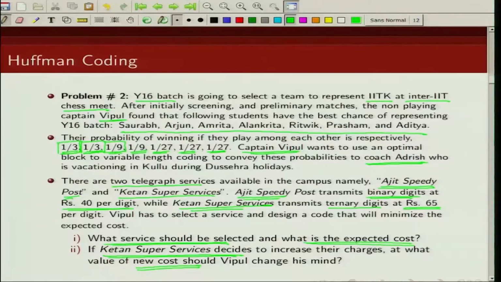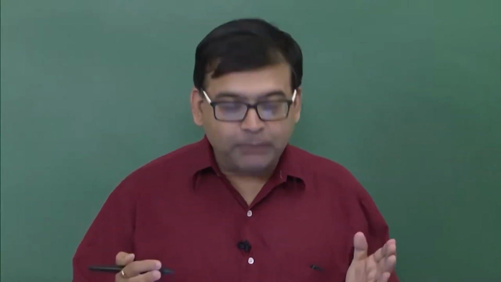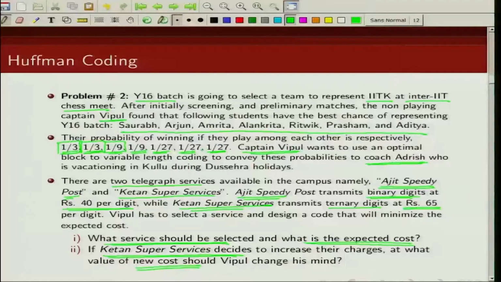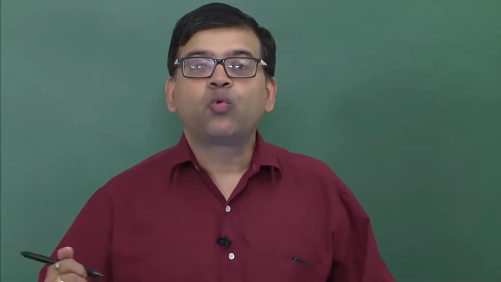So clearly one service uses binary bits, the other uses ternary bits. Vipul first has to create a Huffman code, because he is using block to variable length coding to encode these probabilities. So in the first case he has to construct a binary Huffman code. In the second case he needs to construct a ternary Huffman code, and then he needs to find out the expected code word length in these two cases, and multiply them by their cost per symbol. That would give him the total expected cost.